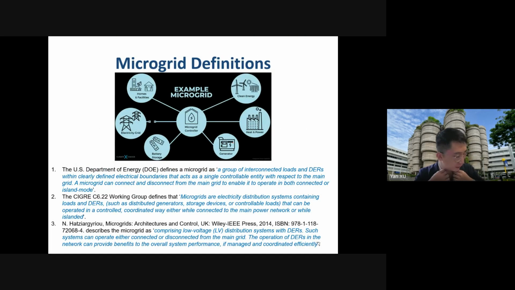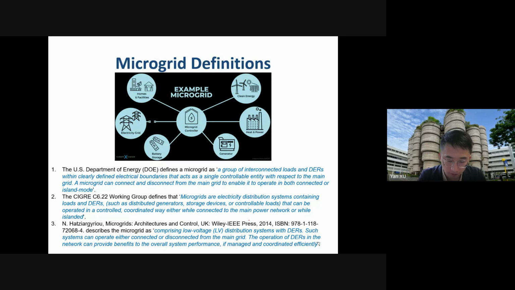So first of all, let's have a recap of the microgrid. Although I have introduced this concept since the second lecture, in the Energy Internet, officially we have some definitions for the microgrid. You can see here we have several different definitions from the US DOE, the working group in CIGRE, and also a textbook from Professor Nichols, a top expert in microgrids. If you read these definitions, you will find that they are more or less similar.